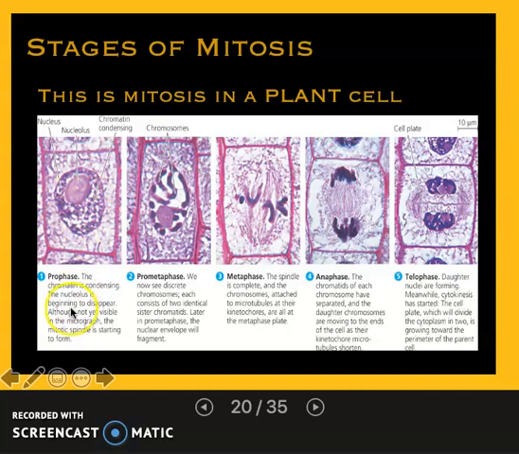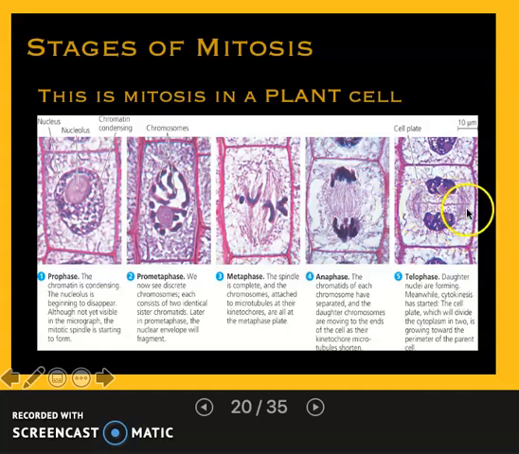The nuclear envelope disappears. In metaphase, and sometimes we break it into prometaphase, but you can see the chromosomes. In metaphase, the chromosomes are lined up in the center of the cell. In anaphase, they've been torn apart and they're moving towards the poles. In telophase, things are going back to normal. Nuclear envelopes beginning to reappear. Those chromosomes will unwind.